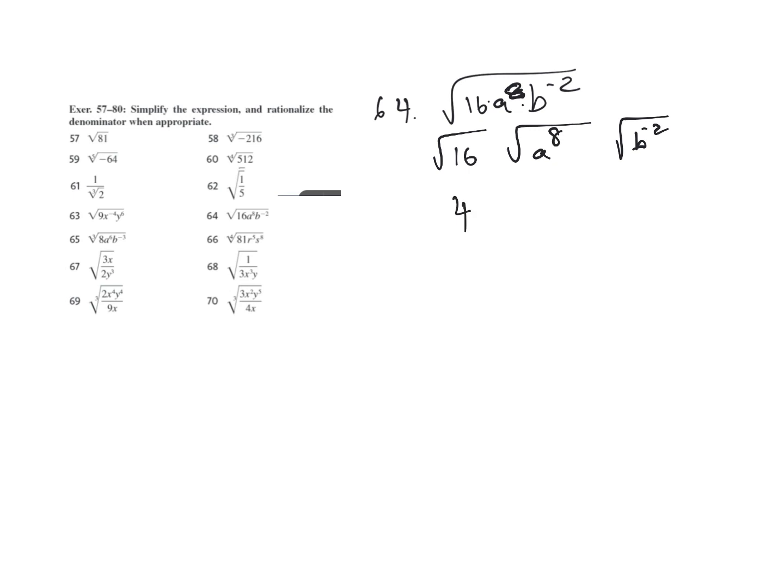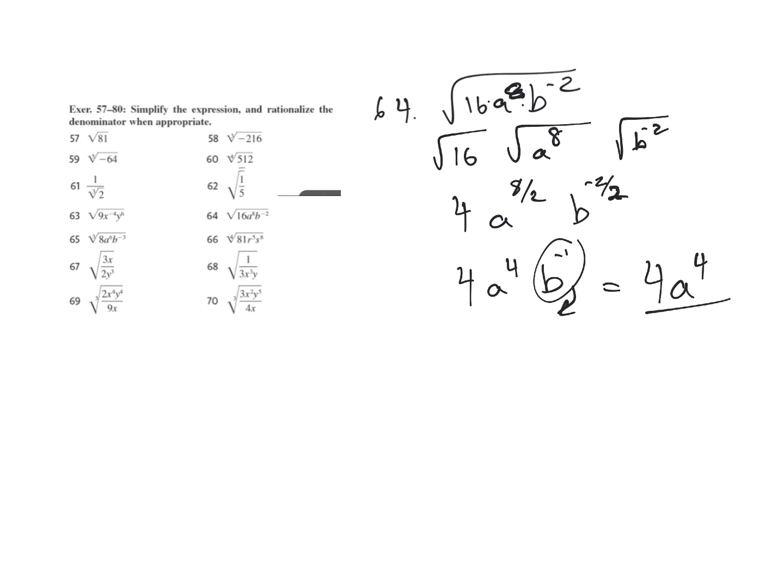The square root of 16 is 4, and again, this will be a to the exponent over the root, and b to the exponent over the root. So we simplify that. 4 times a to the 4th, b to the negative 1. That's got a switch, so it's 4a to the 4th all over b to the positive 1. That's your answer.